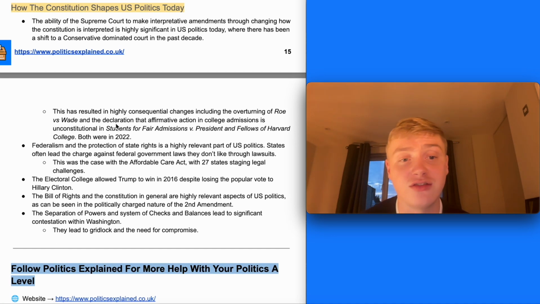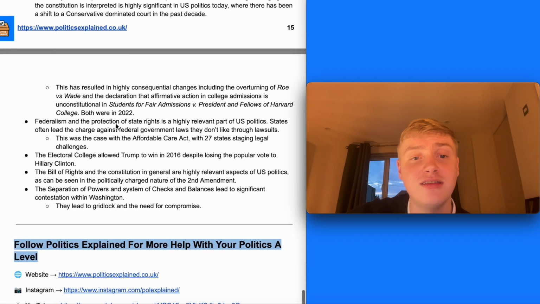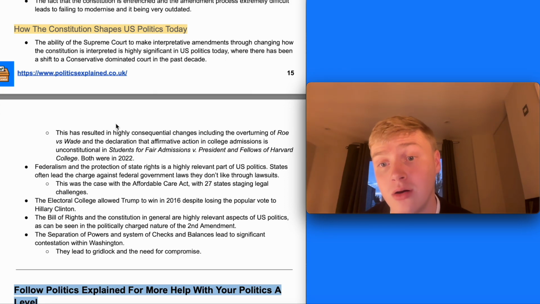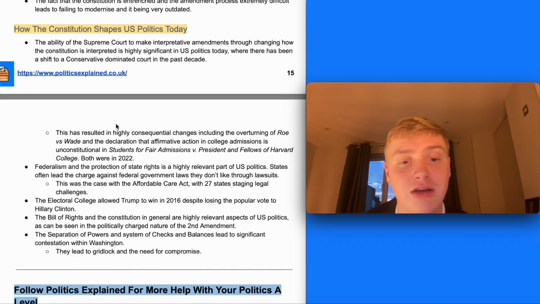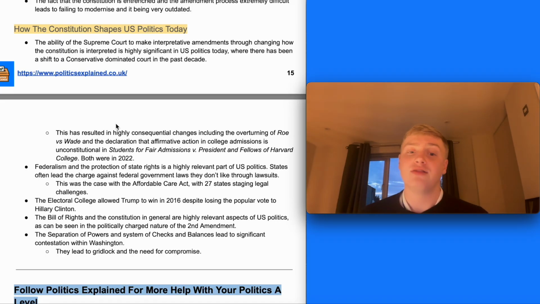Federalism and the protection of states' rights is a highly relevant part of US politics. States often lead the charge against federal government laws they don't like through lawsuits, such as in the Affordable Care Act. The Electoral College allowed Trump to win in 2016 despite losing the popular vote to Hillary Clinton, so it shows how the Electoral College and the Constitution is really significant. The Bill of Rights and the Constitution in general are highly relevant aspects of US politics, as can be seen in the politically charged nature of the Second Amendment. And the separation of powers and system of checks and balances lead to significant contestation within Washington, gridlock and the need for compromise.